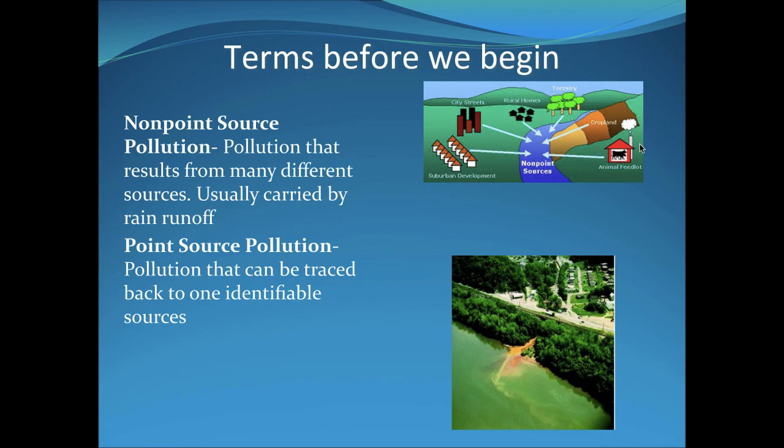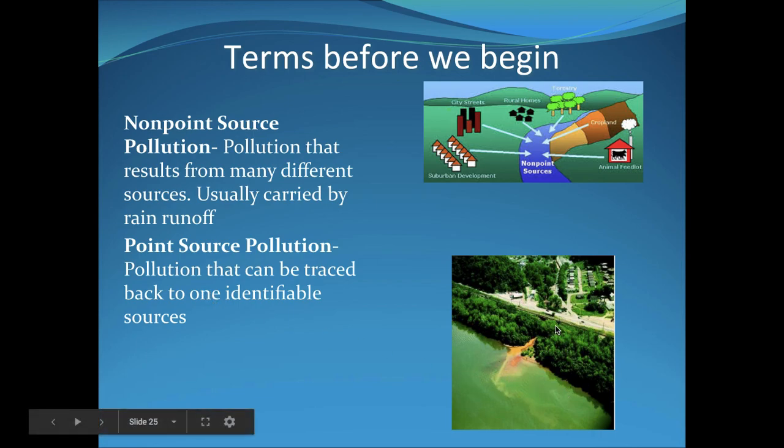So this is an example of non-point, all right? This river is polluted, but I don't know where it came from. It came from a whole bunch of places. Point, all right, you can point at a point source pollution. You can say, there's the problem. Pollution that can be traced back to one identifiable source.